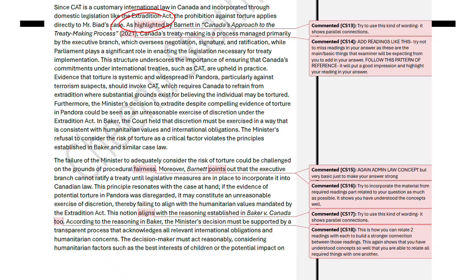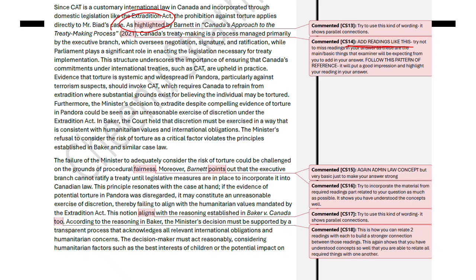So this is how exactly I used to write answers. Add readings like this. Try not to miss readings in your answer, as these are the main basic things that the examiner will be expecting from you to add in your answer. So follow this pattern of reference. It will definitely put a good impression and highlight your reading in your answer.